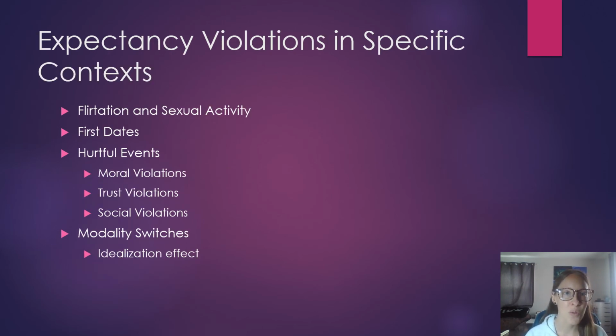Moving on, we have expectancy violations within specific contexts. So flirtation and sexual activity was our first one. Within this, unexpected behaviors occur to varying degrees, and the perception as to whether it's positive or negative is largely based on your attraction levels. So a lot of this goes back to week 3 as well.